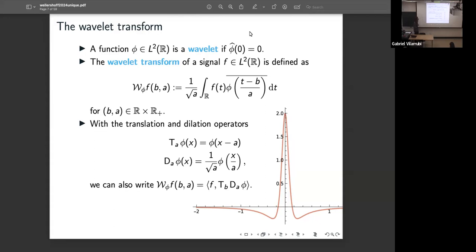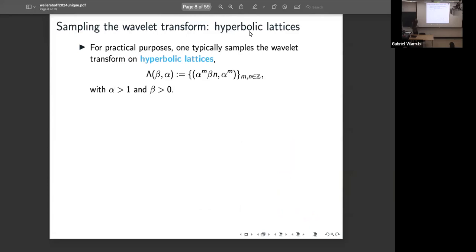So this is the wavelet transform. Now, for practical purposes, quite often we do not take the entire wavelet transform, but only samples of it. We typically do that on things called hyperbolic lattices, which you can see here on the slide. We will use this set Lambda, beta, alpha quite a lot, so it's good to get used to this notation, Lambda, beta, alpha, for the hyperbolic lattice.